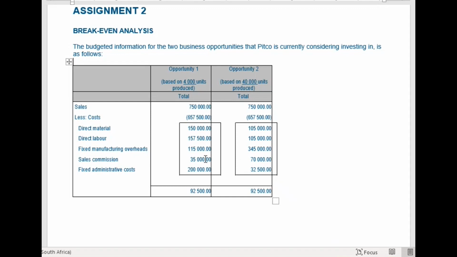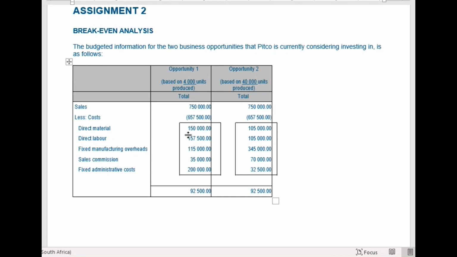So let's have a look at opportunity one. You have direct material, 150,000, and direct labor, 157,500. Then you have fixed manufacturing overheads, sales commission, and fixed admin cost. And the same on the other side.